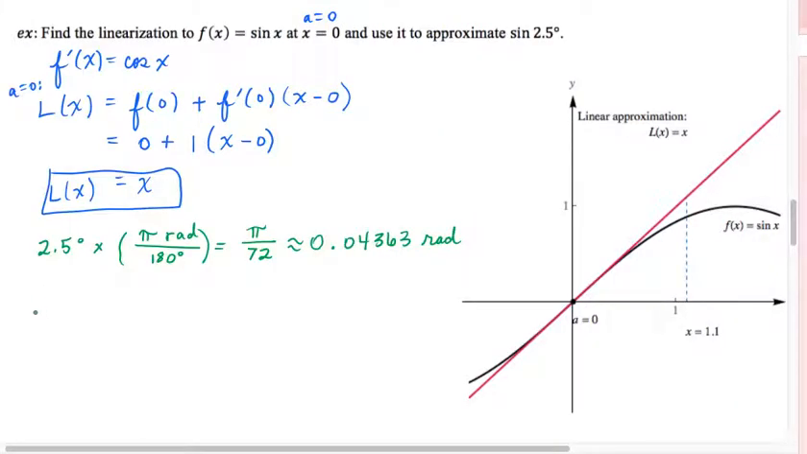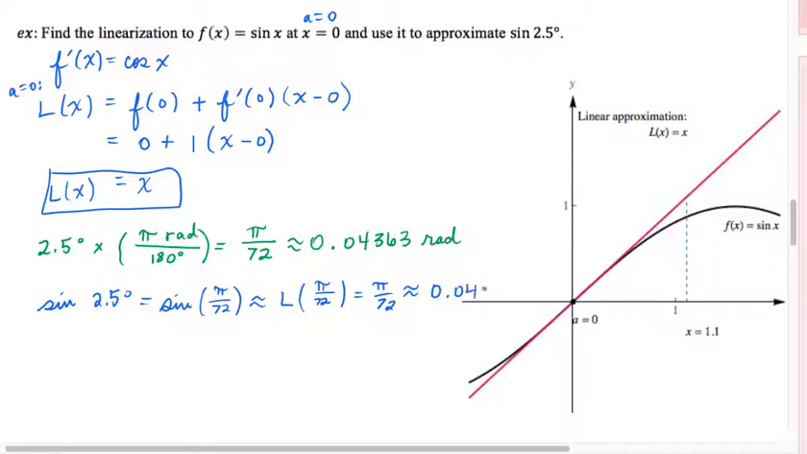Okay, so since L of x is x, I'm going to write this out. We can say sine of 2.5 degrees, or in other words, sine of pi over 72 radians, is roughly equal to L of pi over 72, which is pi over 72, which is the approximated value of sine of 2.5 degrees: 0.04363. Okay, so very small error there.